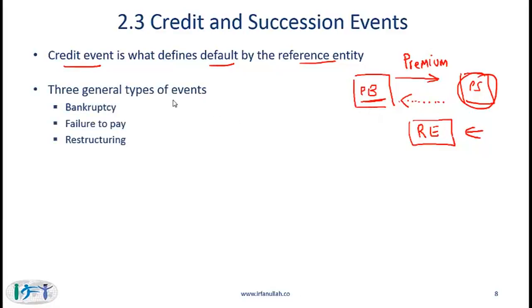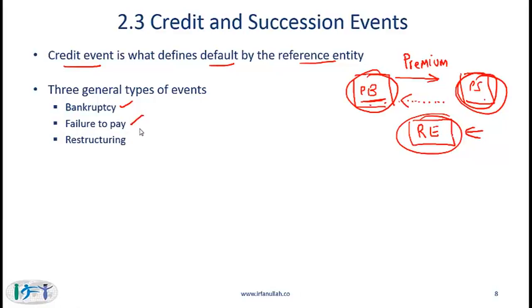There are three general types of credit events. And clearly these credit events have to be defined so that there is as little ambiguity as possible about a credit event. If these credit events are not clearly defined, then there can be a legal battle between these two entities. But here are the three general types: bankruptcy, failure to pay, and restructuring. Bankruptcy is straightforward. If the reference entity files for bankruptcy, that would typically be classified as a credit event.